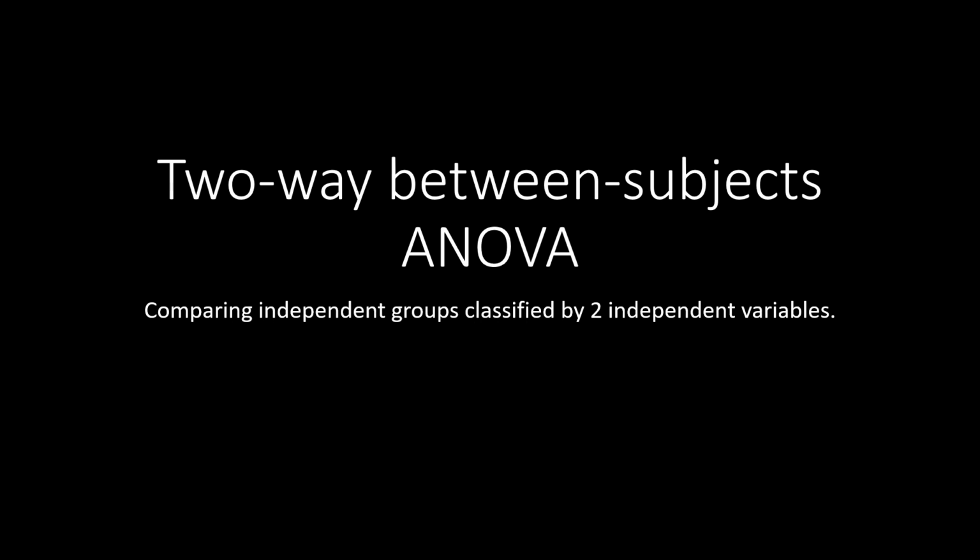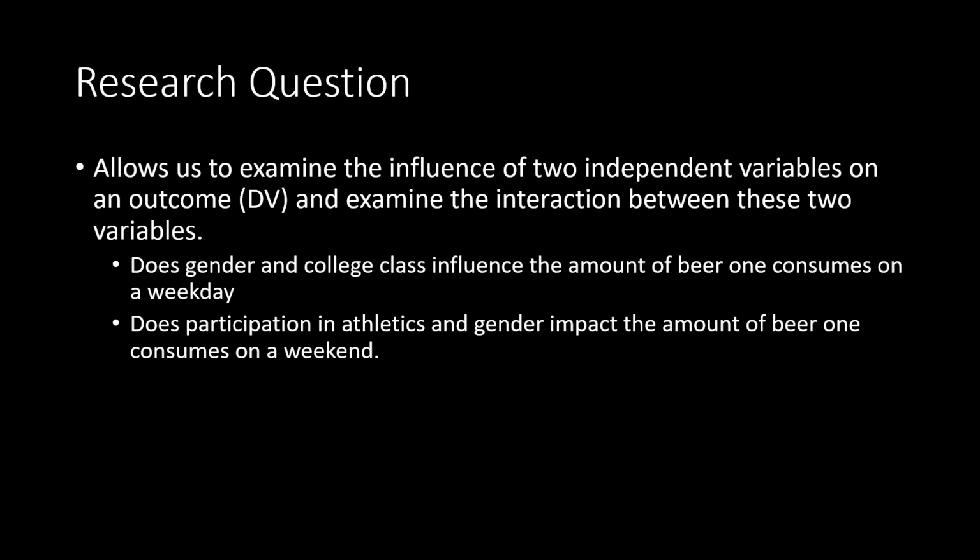In this video, we're going to look at a two-way between subjects ANOVA in JASP. A two-way between subjects ANOVA will allow us to compare independent groups that are classified by two independent variables, or examine two independent variables and their potential interaction with each other at the same time. It allows us to examine the influence of two independent variables on an outcome variable, or dependent variable, at the same time.